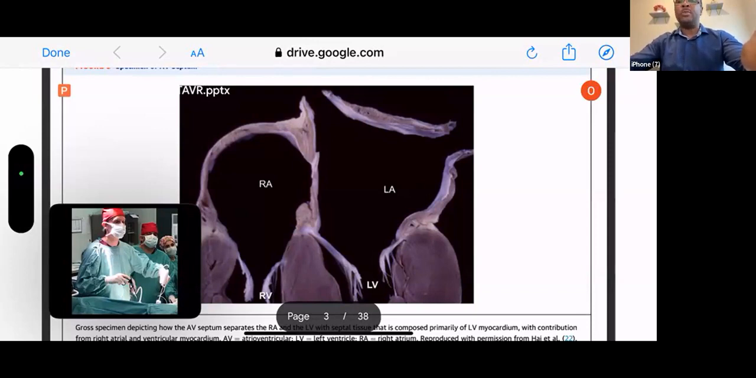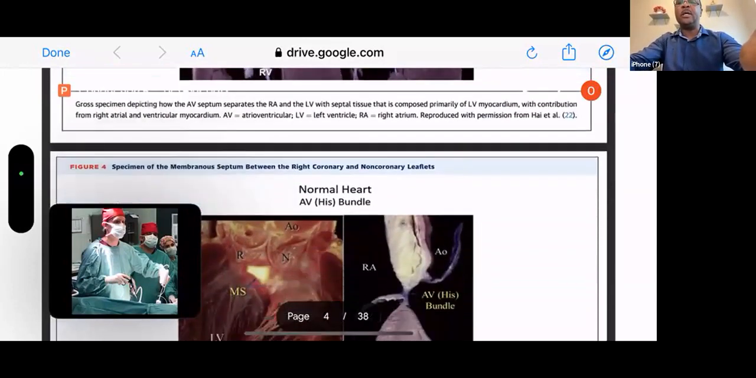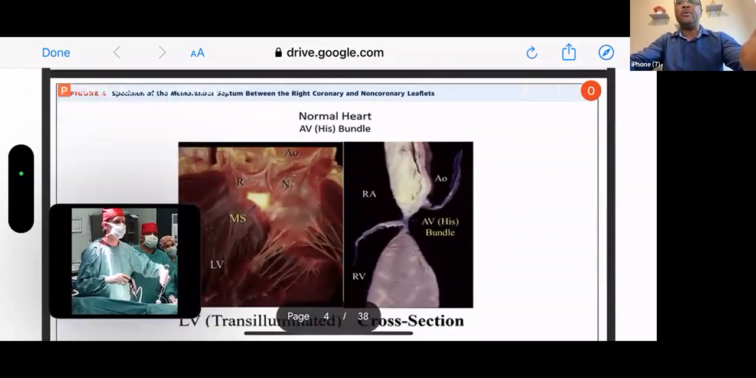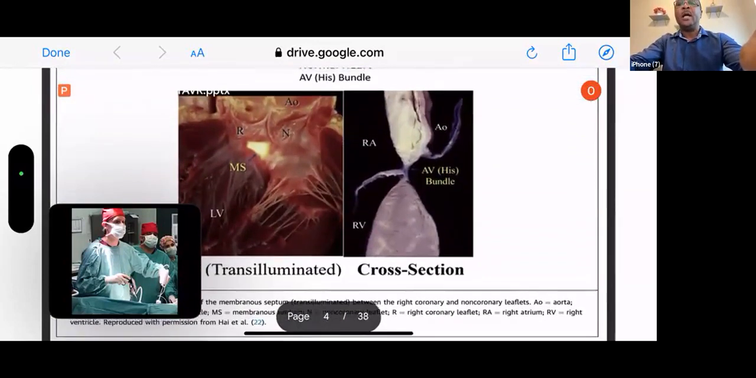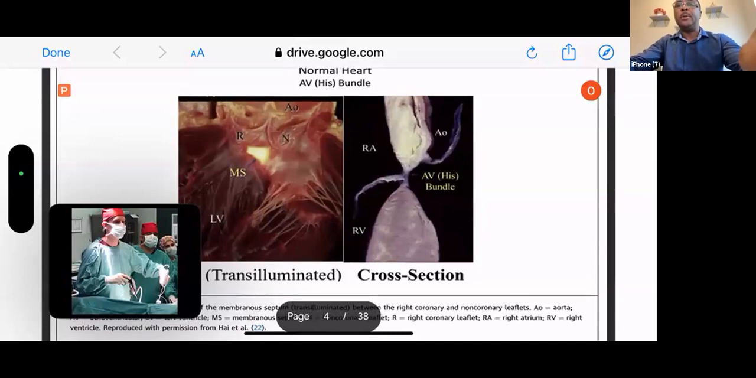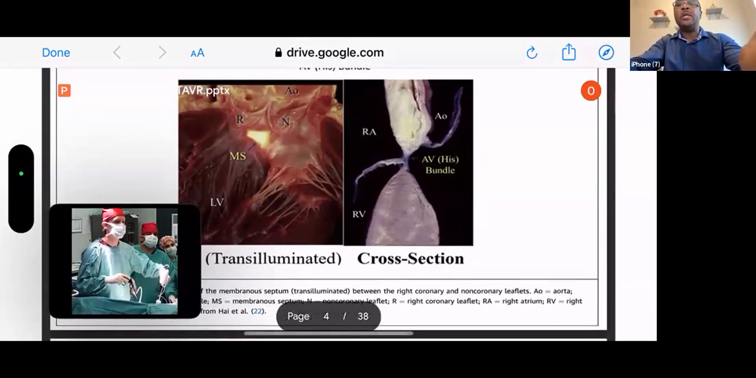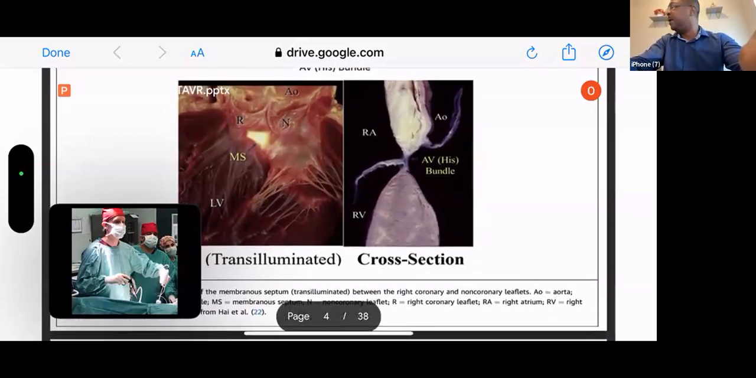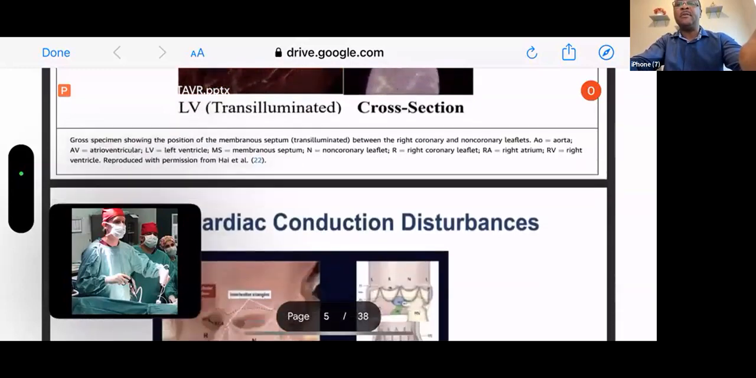The left bundle is more superficial in the subendocardium than the right bundle, and it's also closer to the aortic valve, and that gives us more new left bundle branch block after TAVR. This slide will also show you where the bundle of His is in that membranous septum. This thin part here is where the membranous septum is. With that being close to the aortic valve, there's a risk of bundle branch problems after TAVR.